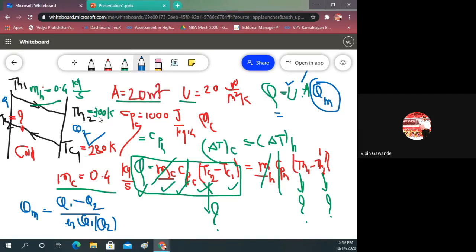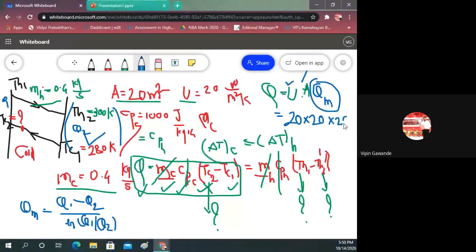Now theta m becomes 300 minus 280, because these are the unknown quantities. So theta will come out to be 300 minus 280, so it becomes 20. So U is given, A is given, and theta m is also equal to 20. So you calculate the value of Q.